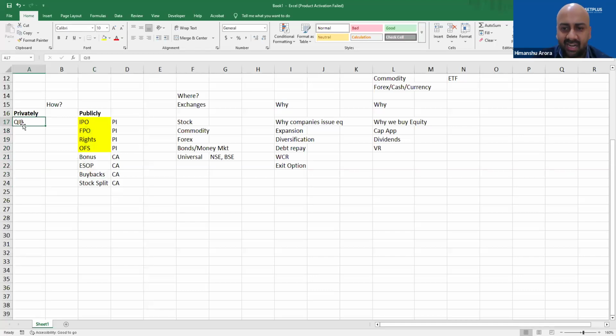What is QIB? Someone asked me this question earlier. QIB is when a company issues shares to a very small number of participants who have got a very large monetary base. Then you have venture capital, you have angel investment. All these are private placements. If I write them here also, they are not public issues, these are private placement.